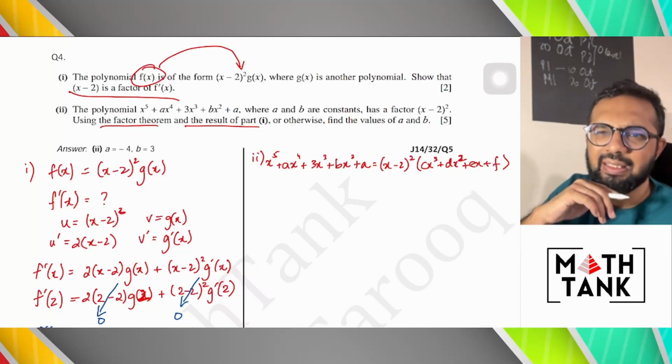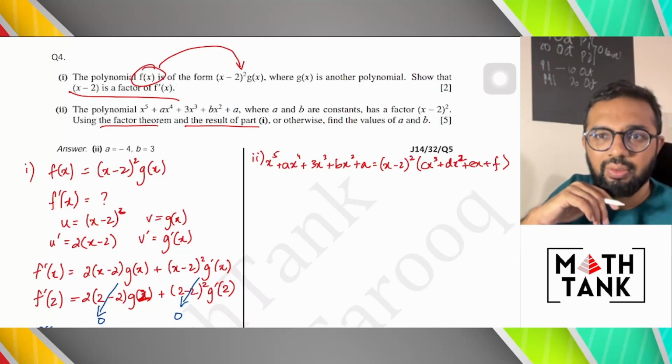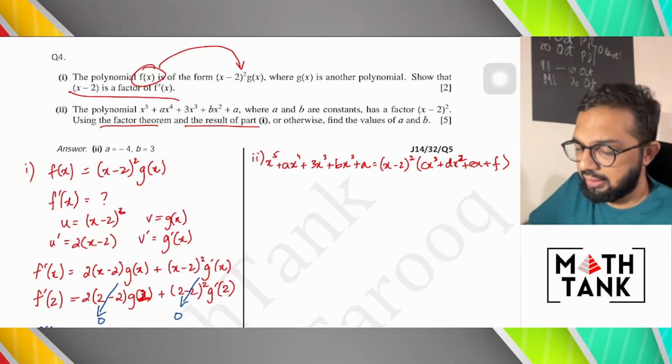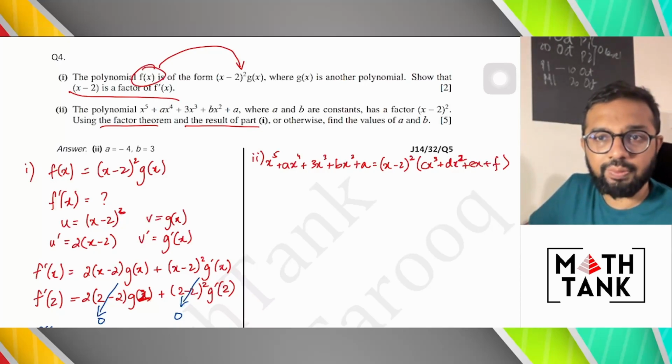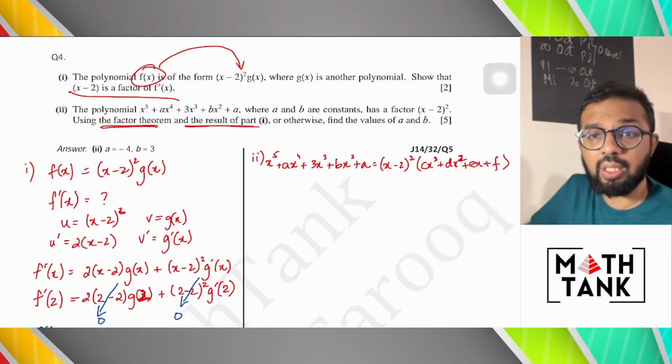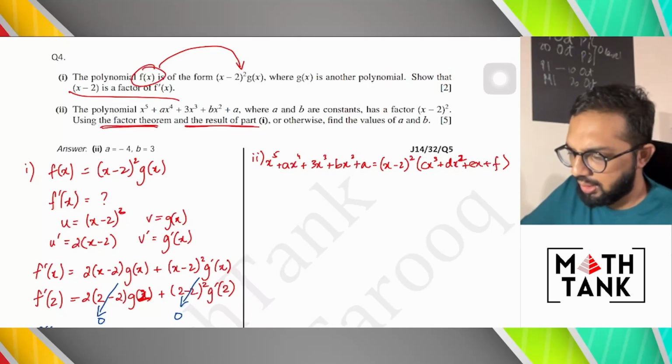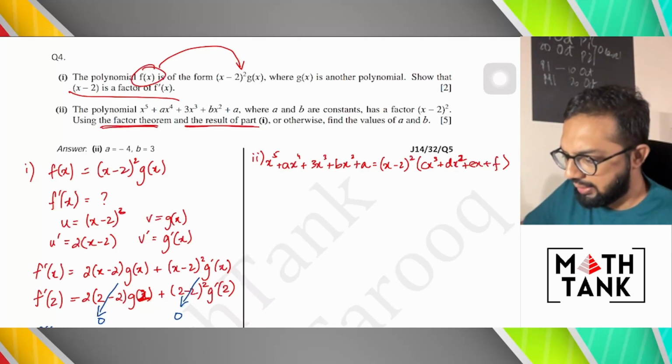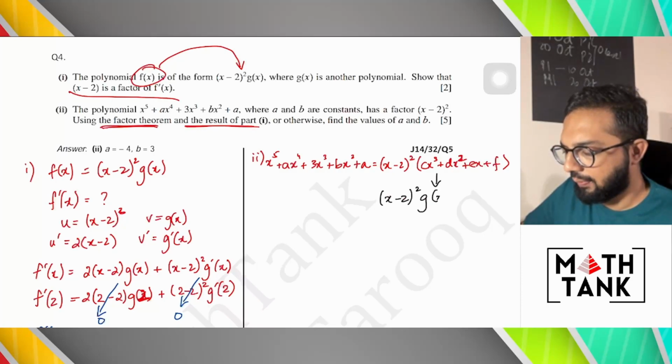But since this is the second part of the question, I should be able to figure out what I have to do in the second part that involves the first part. So it says using the factor theorem and the result of part 1 or otherwise. What is using the result of part 1? So can I say that this is basically g of x?